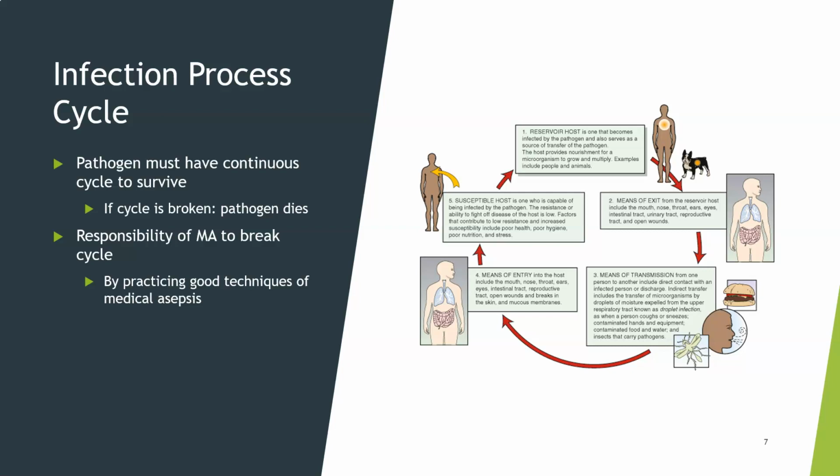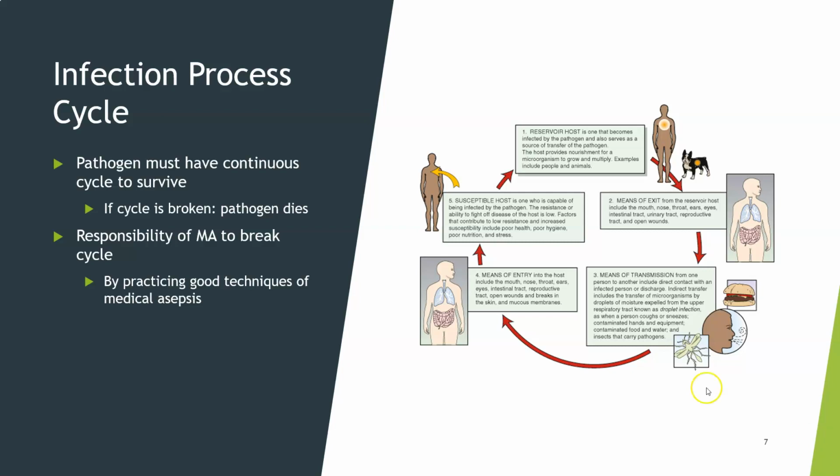With this, microorganisms, specifically within this cycle, are required to have this entire cycle intact in order for the pathogen to remain alive. And so when we get into disease prevention and infection prevention, not only are we looking to decrease the ability of the microorganisms to survive outside the body, but also their ability to transmit from one to another. And so let's take a look then at this infection process cycle.